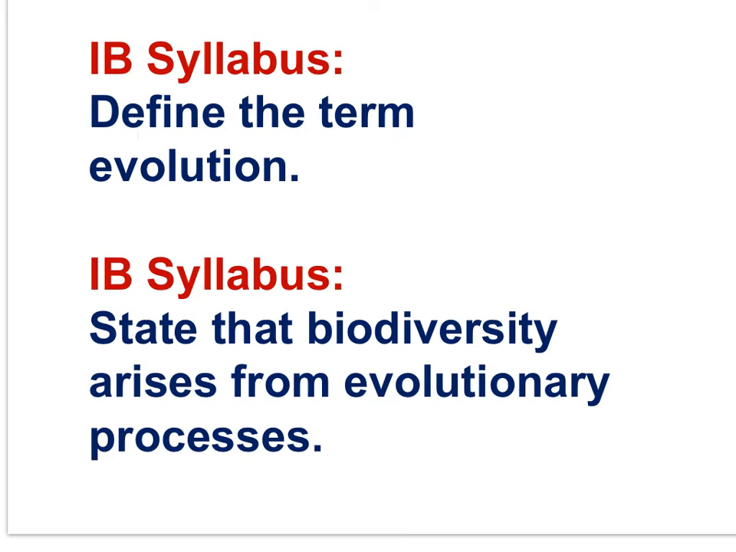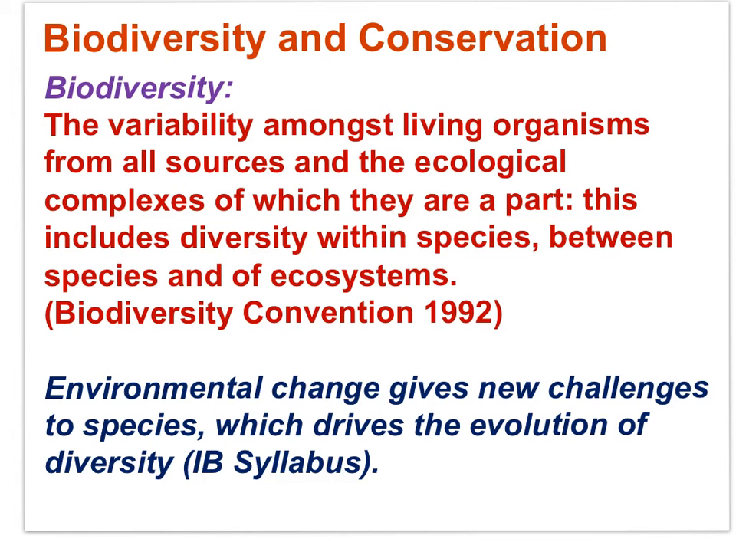Define the term evolution. State that biodiversity arises from evolutionary processes. The Biodiversity Convention of 1992 defined biodiversity as the variability amongst living organisms from all sources and the ecological complexes of which they are a part. This includes the diversity within species, between species, and of ecosystems.